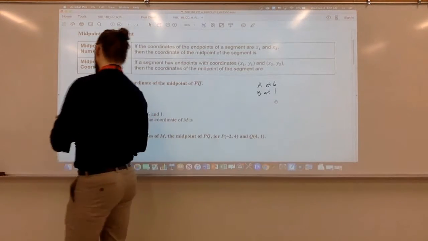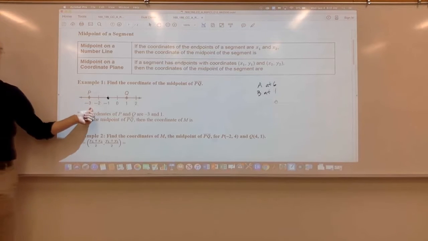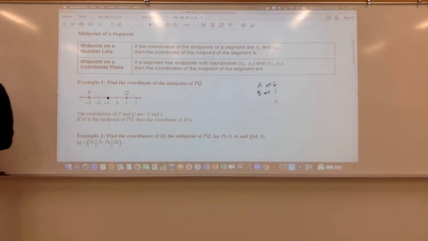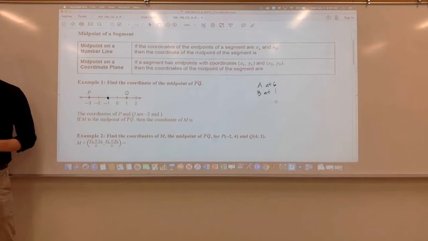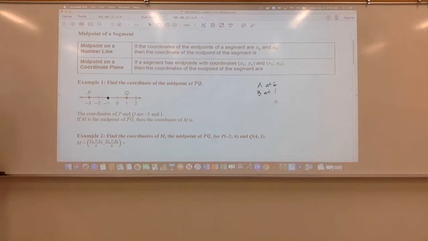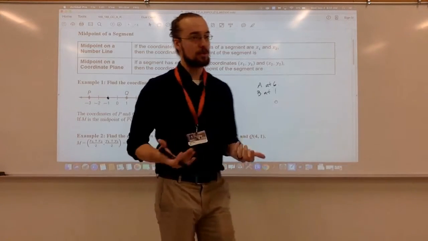So taking half of each of those, right? So half of -3 is -3 halves. Half of 1 is a half. 1 half plus -3 halves is -1. So that works, right? What Katie just did was essentially take the average of those numbers. The midpoint is the same idea as the average.